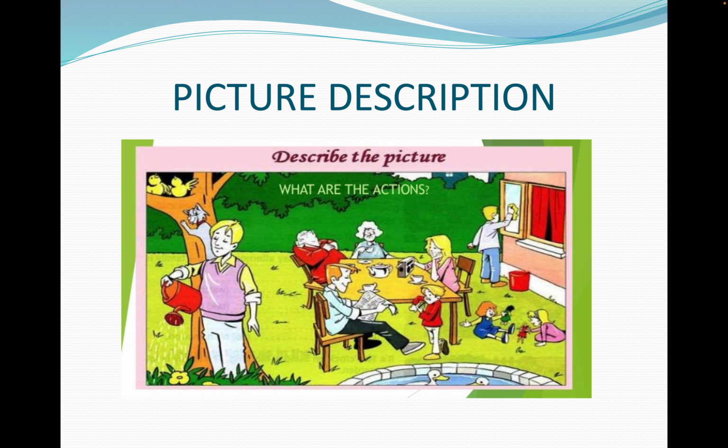Let me take this picture as an example and try to explain. For example, let me explain this picture. The children are playing with toys. The man is cleaning the window and the other man is watering the plants. One man is reading the newspaper and the woman is listening to the music. So like this, we can explain the present continuous action.